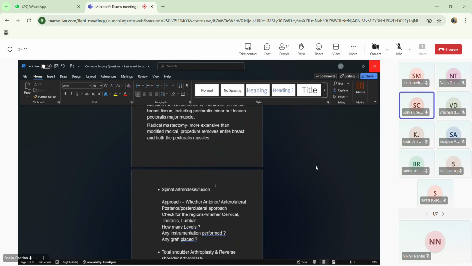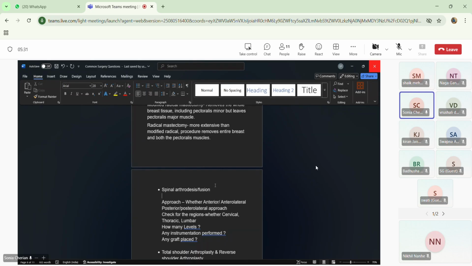You need to say that the first thing we need to look for is the approach. The approach is very important to further code the chart. Why? Because we need to know whether they are doing the fusion anteriorly or posteriorly, or anterolateral or posterolateral. We have CPTs accordingly.